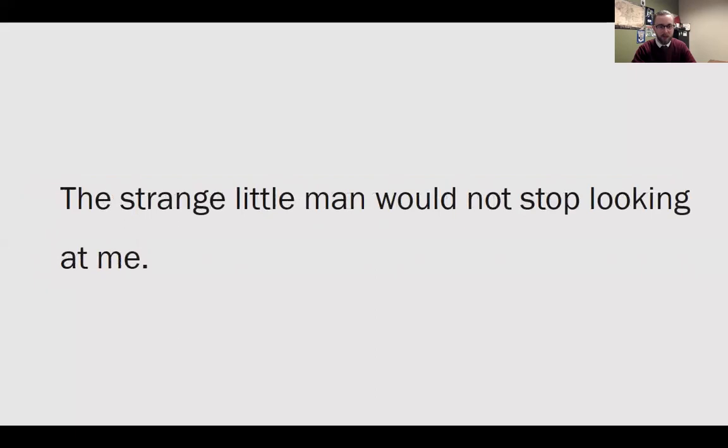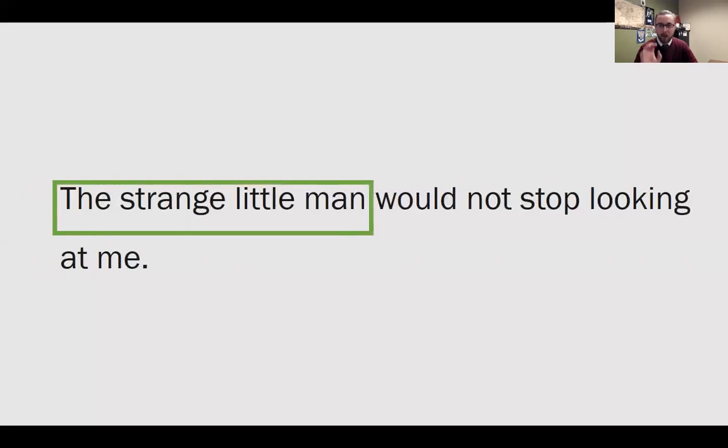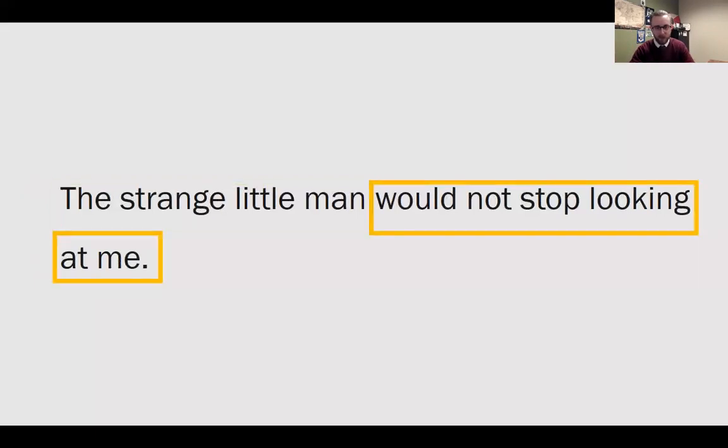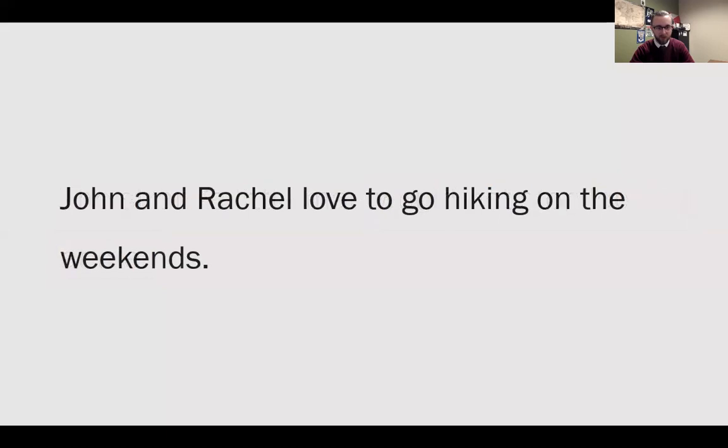Let's look at another example. The strange little man would not stop looking at me. Identify the subject. And hopefully you said the strange little man as the subject. Man specifically is the one doing the action, but the adjectives, the strange little, are also part of that. So the strange little man together is the subject, which means the predicate would be not stop looking at me. Hopefully that's never happened to you.